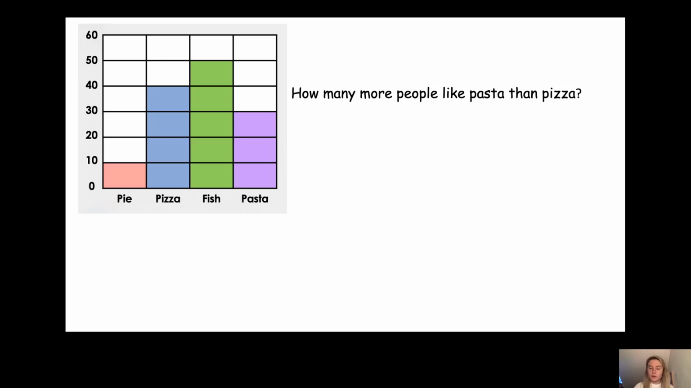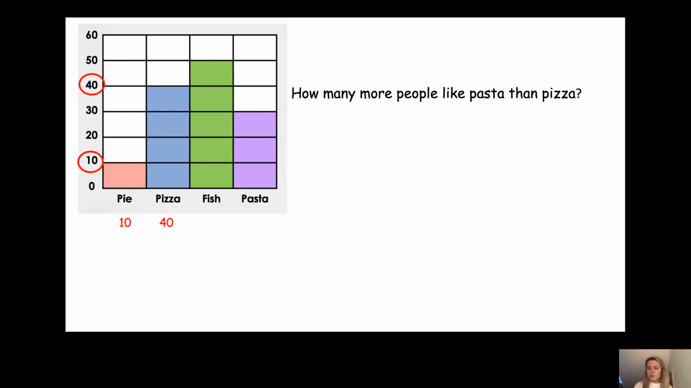Okay, so first of all, before we get started on our question, let's have a look at how many there are of each. Okay, so how many people like pie firstly? Well, let's draw our line above pie and find what we come to on the y-axis, which is 10. So therefore, 10 people like pie the most. Now, if we do the same for pizza, we can draw our line across. And what do we get to on the y-axis? Yes, we get to 40. So therefore, 40 people prefer pizza.